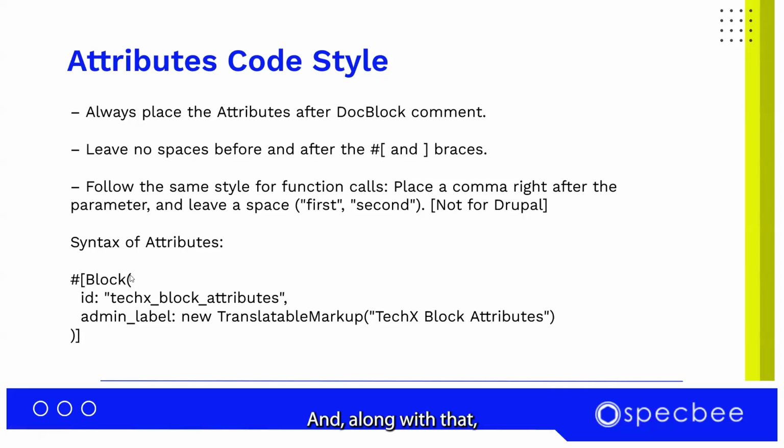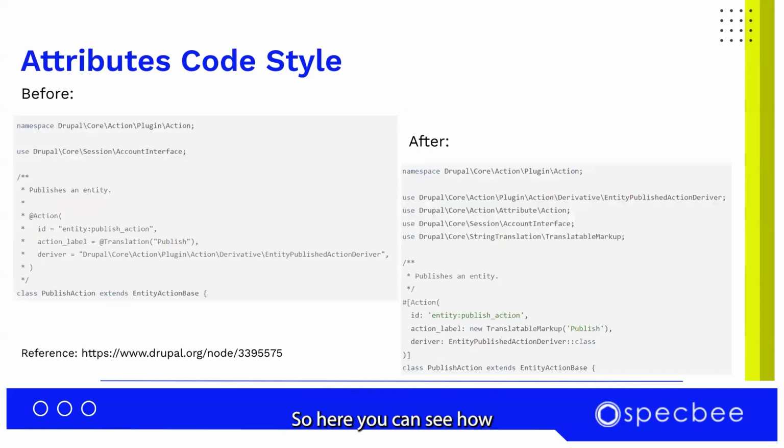Okay, and along with that, we can pass additional parameters to our block attribute definition. But Drupal does not have that much level of support, because for now in Drupal, it is only supported for blocks. It's not available for any other plugins. So here you can see how annotations can be defined and what we can do in order to use attributes.